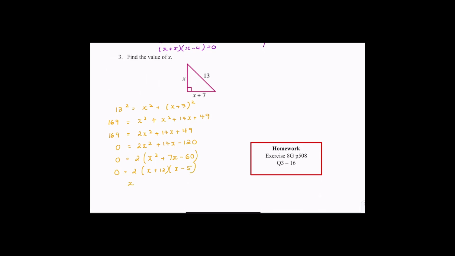So I get two solutions, X equals 5 or X equals minus 12. And we all know that we can't have negative length, so our only solution is X equals 5. And that's what we've been trying to find, which was the value of X.